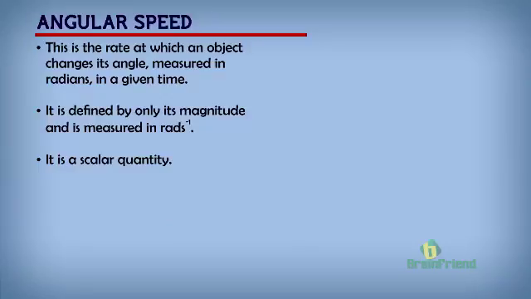Angular speed. Angular speed is the rate at which an object changes its angle, and it is measured in radians in a given time. It is defined by only its magnitude, and the unit of measurement is radians per second. Take note, it is a scalar quantity, meaning it is defined only by its magnitude.